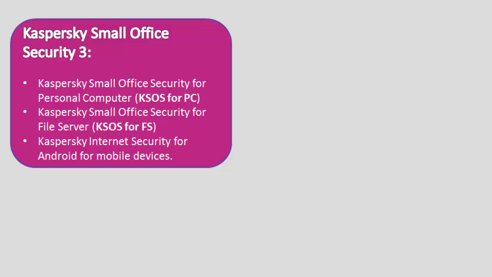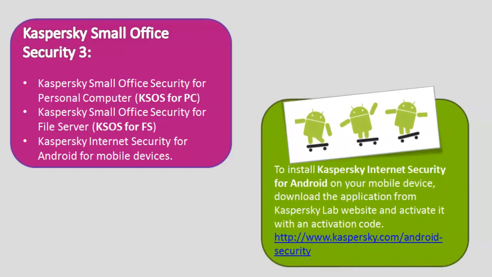Kaspersky Small Office Security 3 package includes Kaspersky Small Office Security for Personal Computer, Kaspersky Small Office Security for File Server, and Kaspersky Internet Security for Android for Mobile Devices. To install Kaspersky Internet Security for Android on your mobile device, download the application from the Kaspersky Lab website and activate it with an activation code.